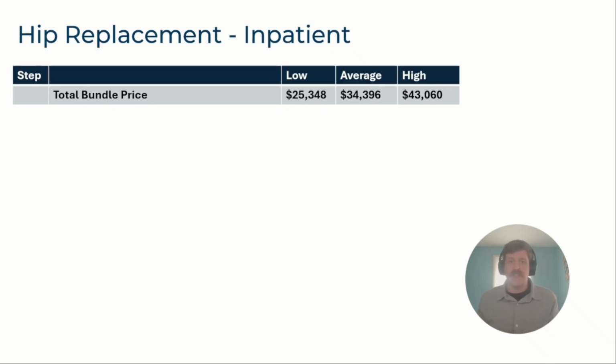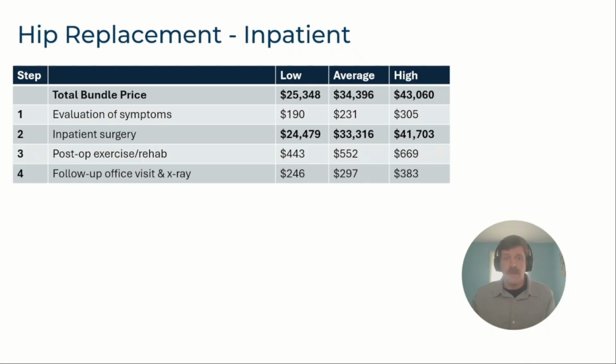Turning to a more complex example to highlight the difference between bundles, steps, and services, we'll next look at inpatient hip replacement. Overall, this bundle has an average price of about $34,000, a 25th percentile price of $25,000, and a 75th percentile price of about $43,000. We can see that the hip replacement bundle includes four steps: an evaluation of symptoms, the actual surgery to conduct the hip replacement, post-op exercise consultations, and then some follow-up imaging. And you can see the average, 25th percentile, and 75th percentile of those different steps displayed on the table.